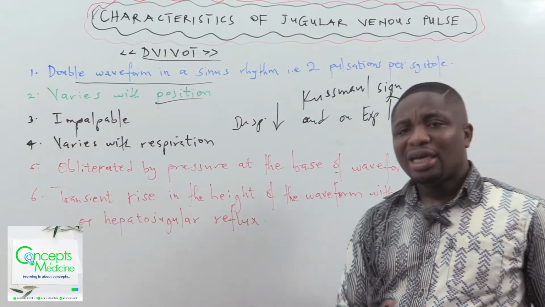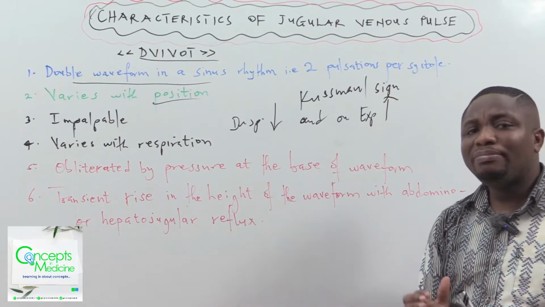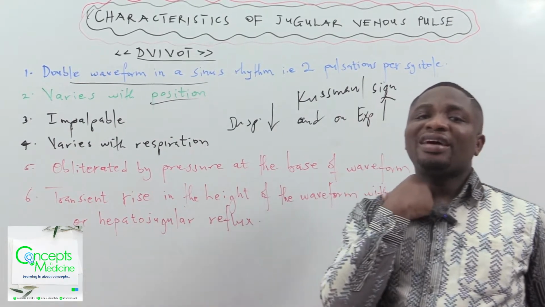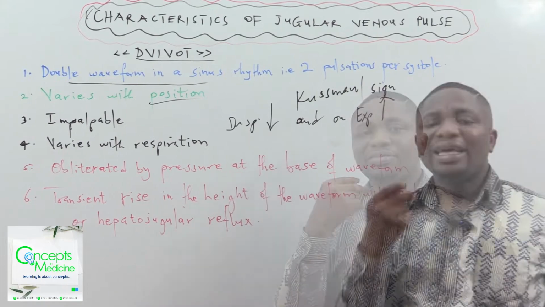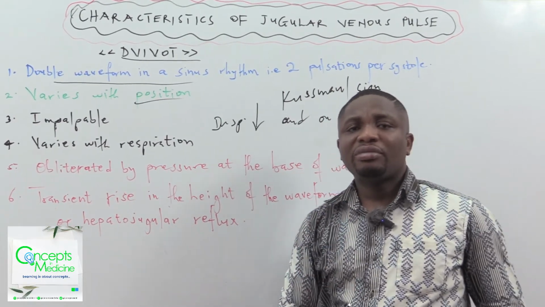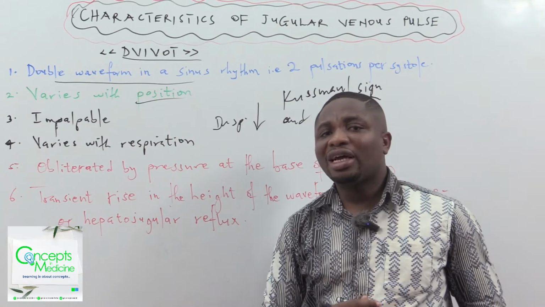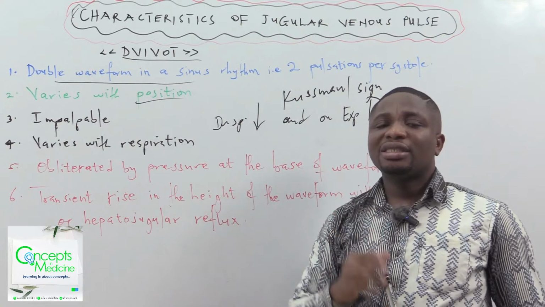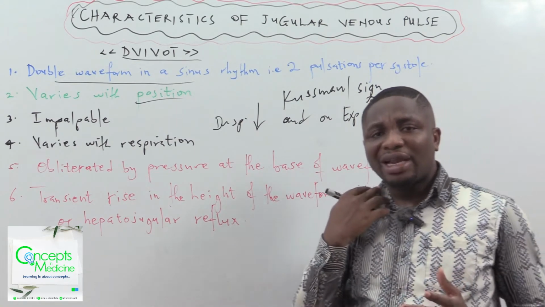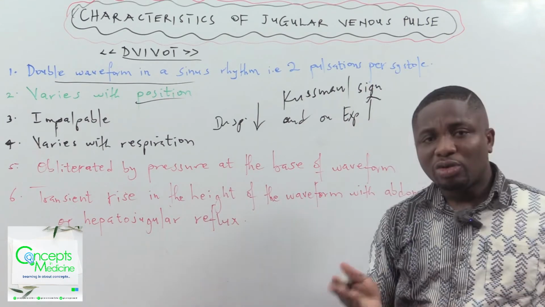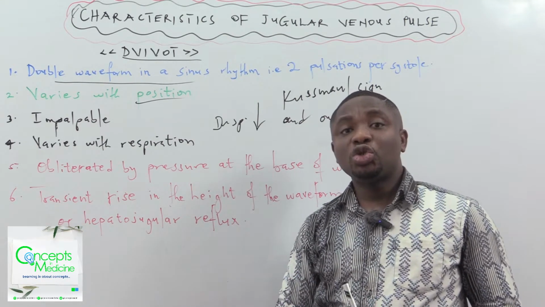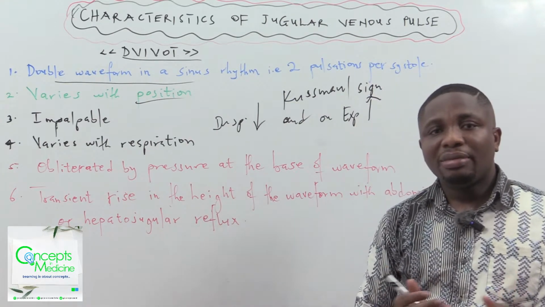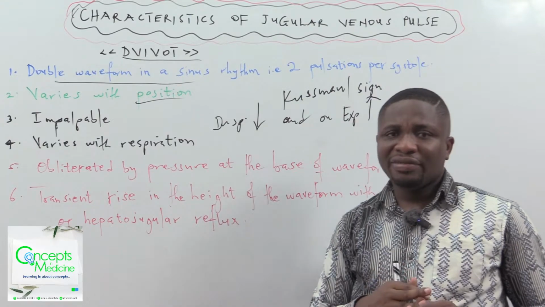Then the next one we said, it is obliterated by pressure at the base of the what? Waveform, meaning that if you apply a slight pressure just above the clavicle, you don't expect the flow of blood from the right internal jugular vein into the superior vena cava. It will not happen because there has been an occlusion. So there will be a rise in the level of blood in the right internal jugular vein. That will constitute an increase in the jugular venous pressure. It means that the jugular venous pulse can be obliterated by pressure applied just above the clavicle.